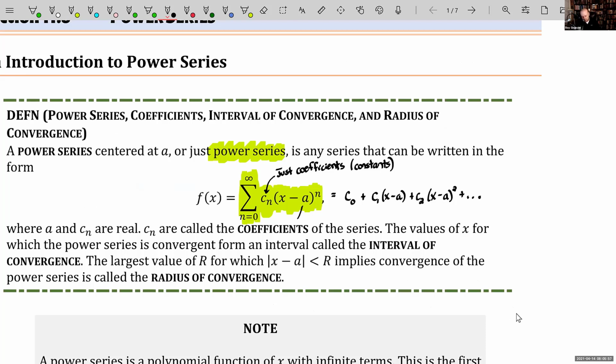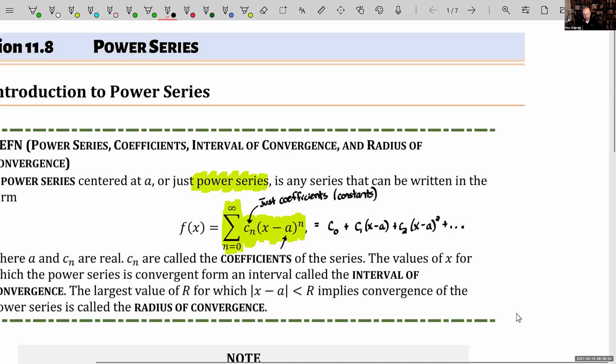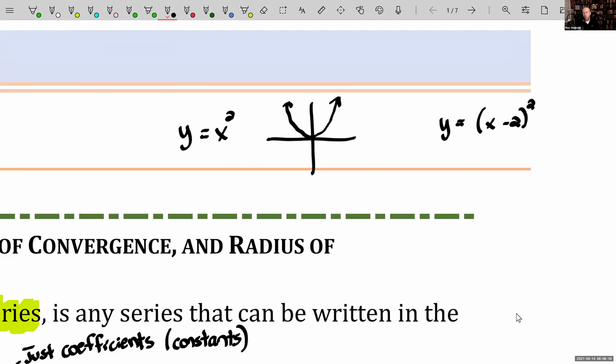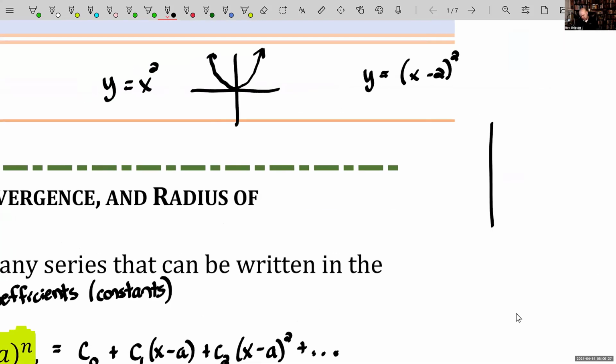a is the center. And if you think about that, why am I calling it a center? Well, think about when you go to graph something, like let's say you want to graph y equals x squared. Well, you know what that looks like. It looks like this. Yay, good old algebra. But what if you want to graph y equals x minus 2 quantity squared? What have you done to the graph? Well, you've shifted it to the right 2 units. You've basically moved its center. And that's literally what you're doing here. You're just moving the center over 2 units.